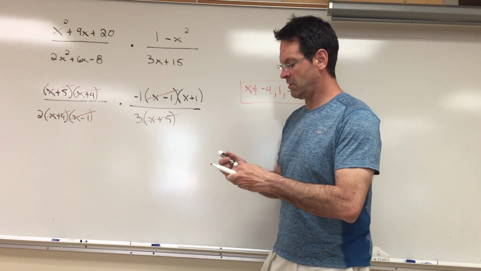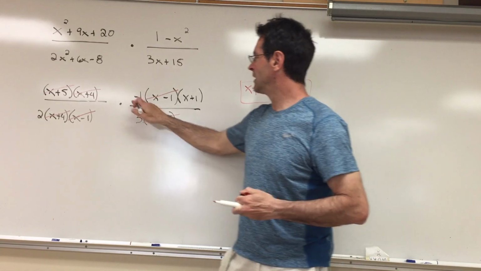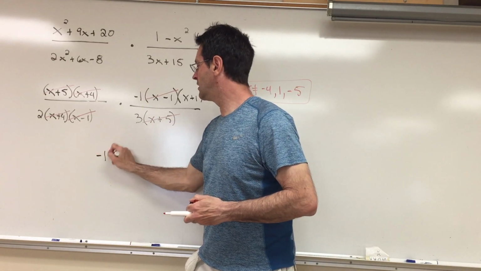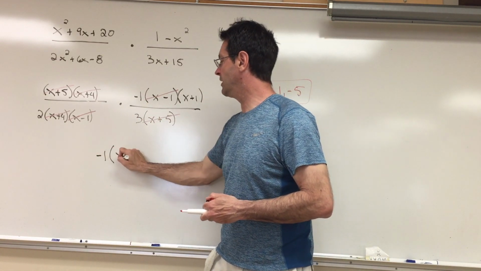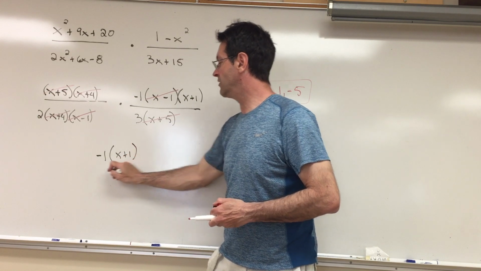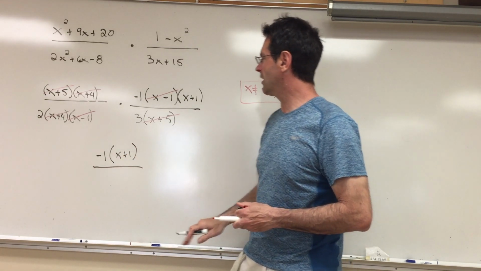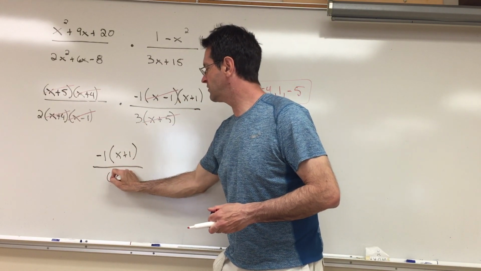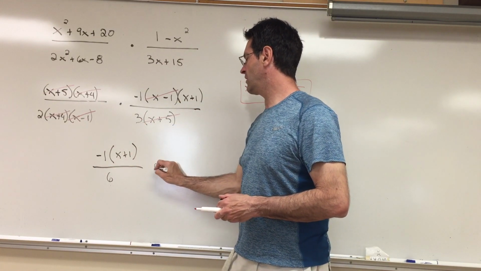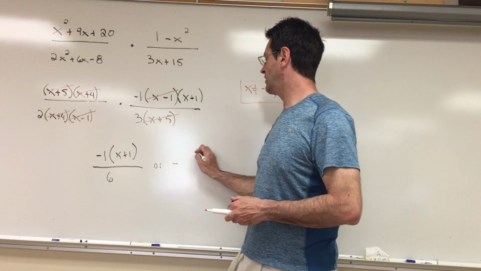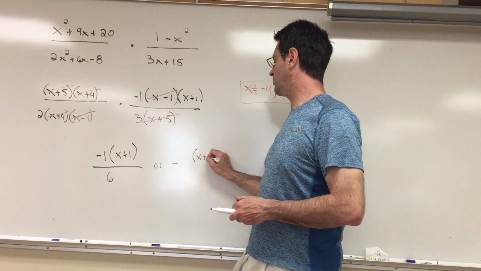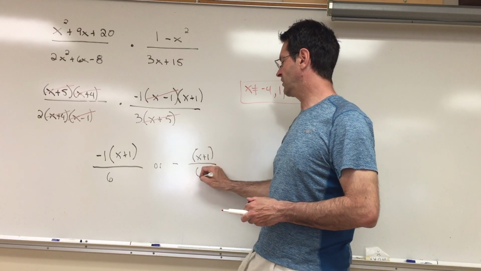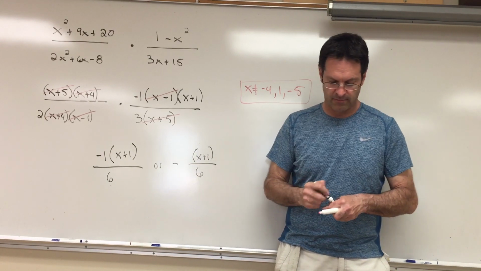And all that leaves me in the top is the -1 times x plus 1. That's in the numerator. And then the denominator, all I have left is a 2 and a 3. 2 times 3 is 6. Another way of stating this would be negative x plus 1 all over 6. You can move the negative sign to the side.